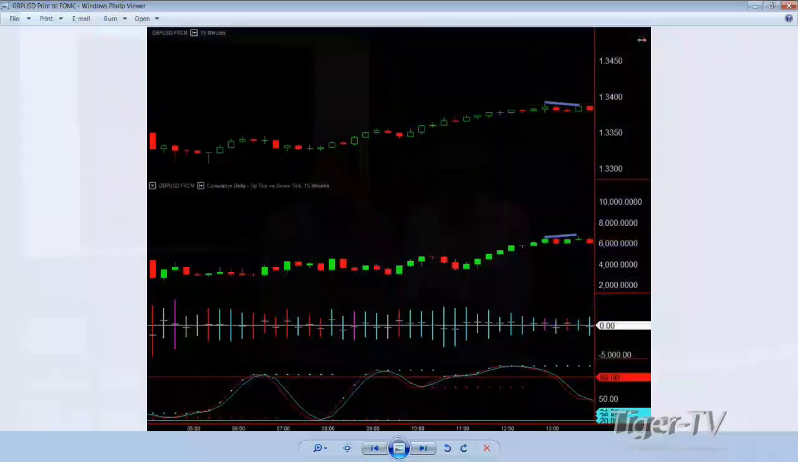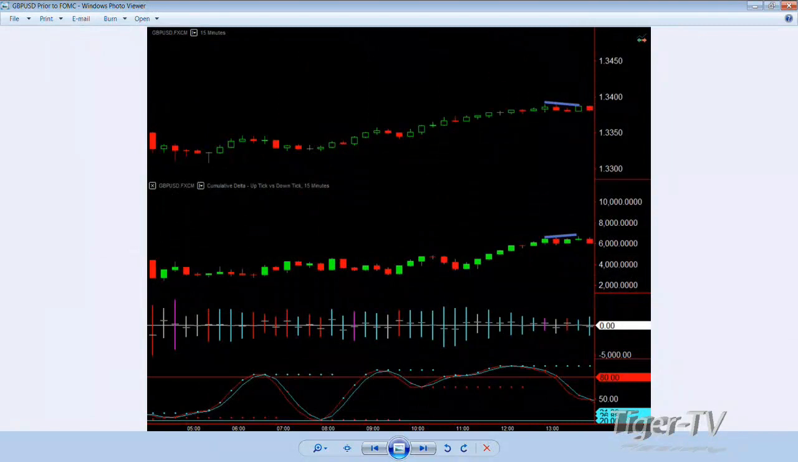I just wanted to take a minute to show everyone what happened at FOMC last week. We're looking at the pound US dollar, prior to FOMC. You'll see the blue lines identify lower highs in price but higher highs in the cumulative delta. That's also known as hidden divergence. I went short on the British pound at about 130 because I saw the pattern appearing, and it moved down 50 pips in about 5 minutes.